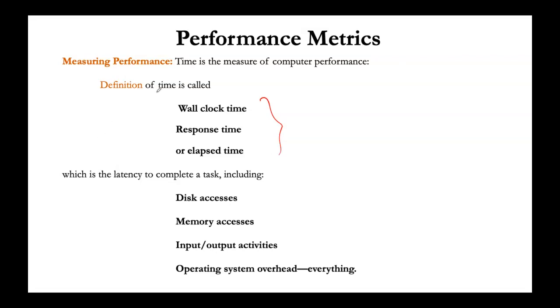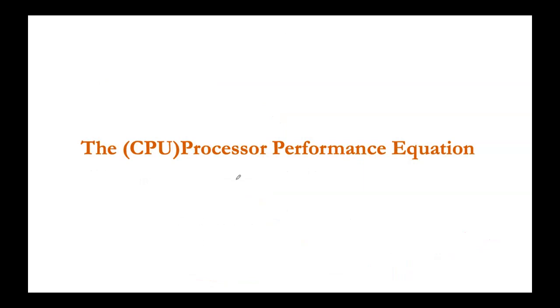These times, the wall clock time or response time or elapsed time, is the latency to complete a task. Completing a task includes the disk access, memory access, input output activities, the operating system overheads and everything, but we are interested only in your CPU time, the CPU execution time, right? So that is the processor's performance equation.